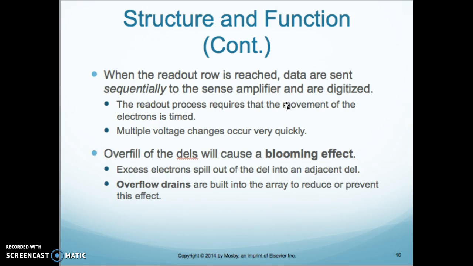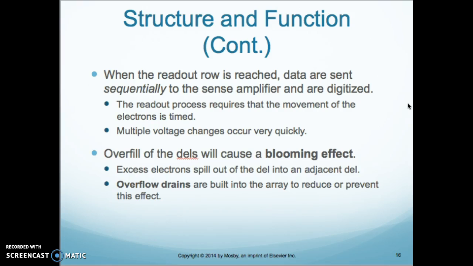When the readout row is reached, data are sent sequentially to the sense amplifier and are digitized. The readout process requires that the movement of the electrons is limited, so multiple voltage changes occur very quickly to control that. Overfill of the DELs will cause a blooming effect.